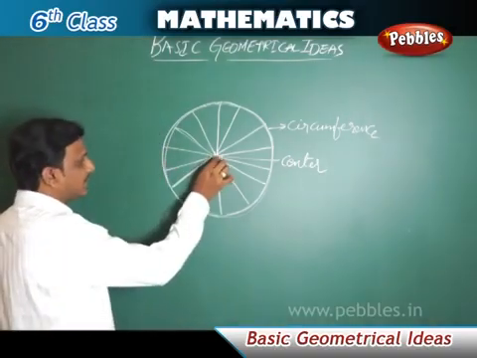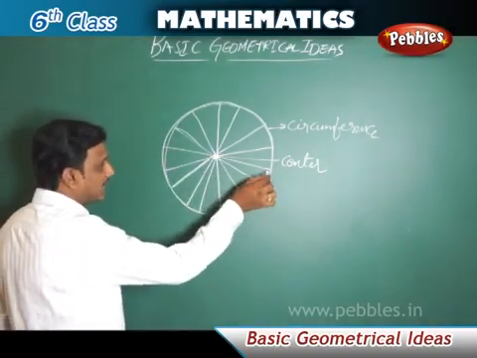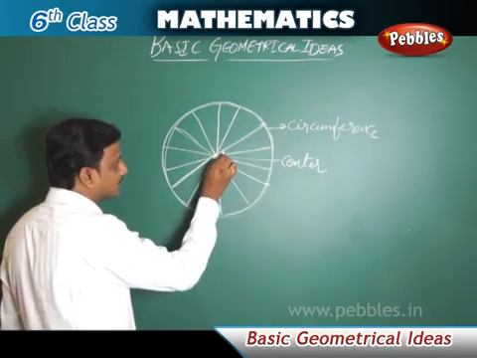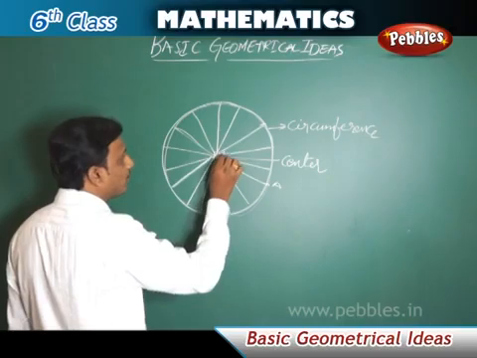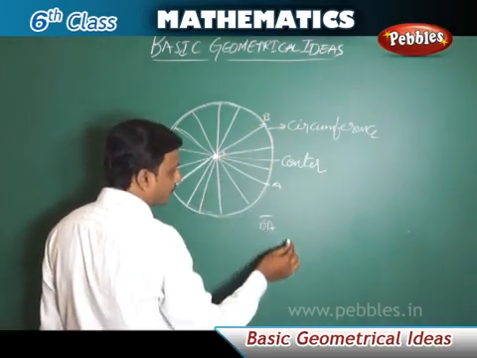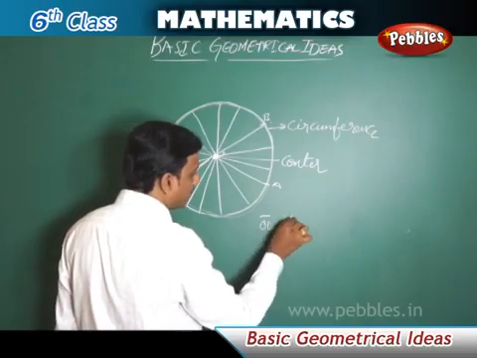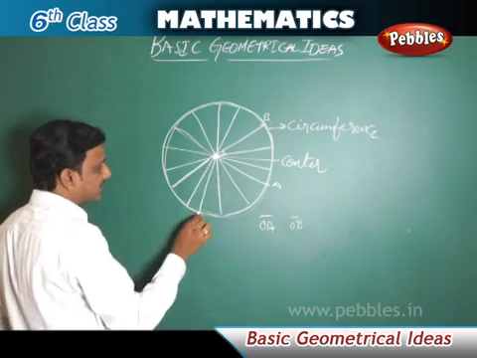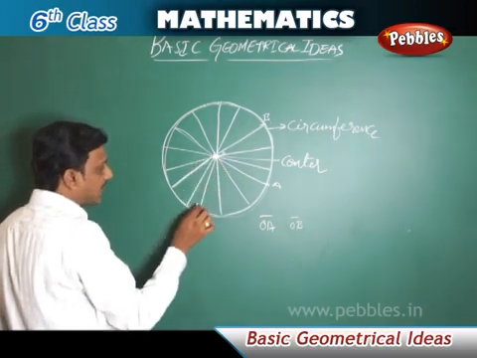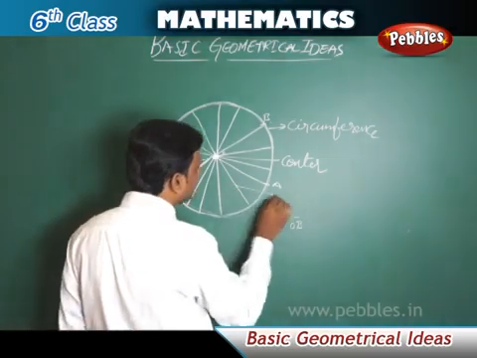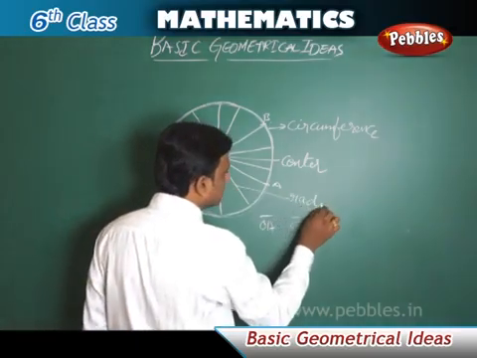And the distance between the center point and any point on the curved edge, from here to here, if you call it OA, and if you call this point OB, the length of OA or OB will be the same. So the same distance between the center and any point on its curved edge is called radius.